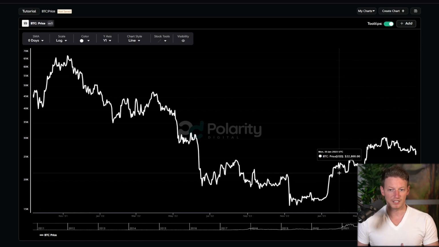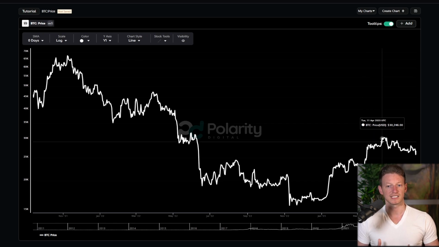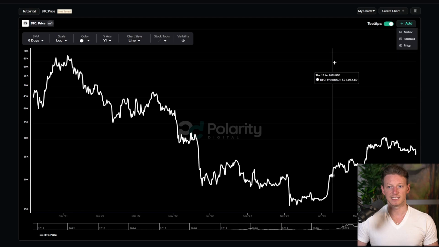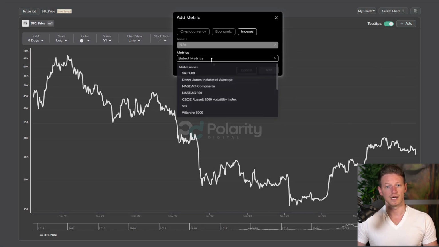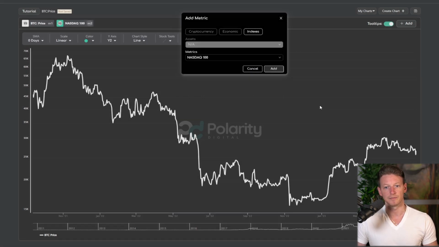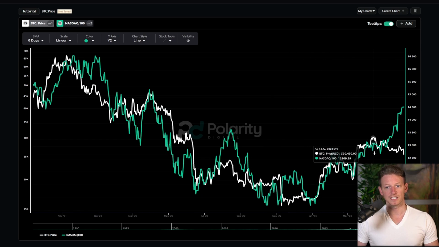I think one thing you have to look at is the fact that a lot of this rally to the upside has come along with the stock market. The market has performed exceedingly well. And we do have economic data here on polaritydigital.io. So if we just bring up the NASDAQ 100, you can see that this rally almost perfectly coincides with the stock market.